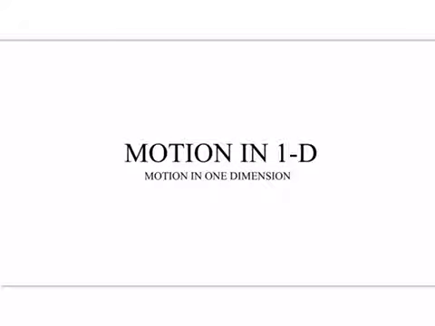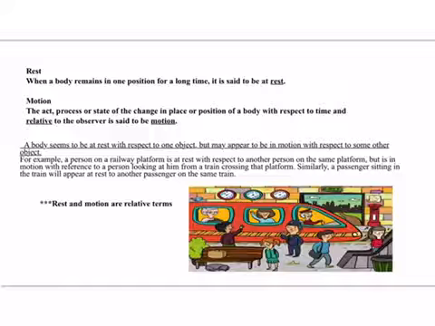Hi students, in this video we are going to cover motion in one dimension. First of all, let's define rest and motion. When a body remains in one position for a long time, it is said to be at rest. The act or process or state of the change in place or position with respect to time and relative to an observer is said to be motion.